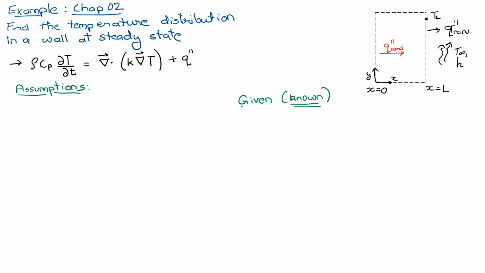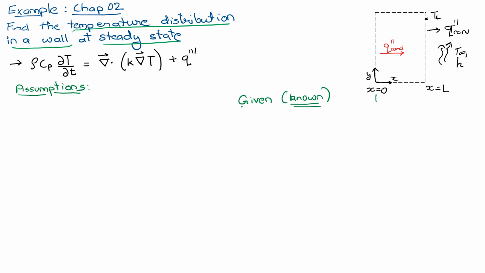So let's look at a problem to understand the application of the heat diffusion equation and how to use the boundary conditions and initial conditions to find the temperature distribution in different bodies. So for this particular problem, we have to find the temperature distribution in a wall at steady state.